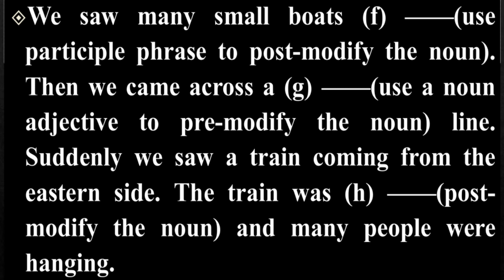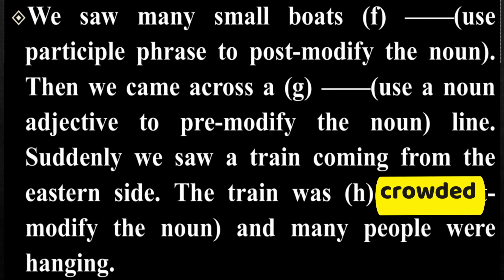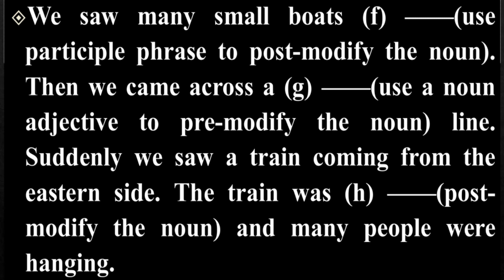Now see the next line. Suddenly we saw a train coming from the eastern side. Now come to the next line. The train was dash and many people were hanging. Here we are asked to post modify the noun. So what will be our answer? We can put here crowded. The train was crowded and many people were hanging. So in this way we can solve this gap.